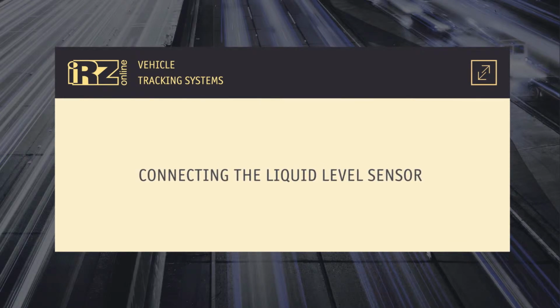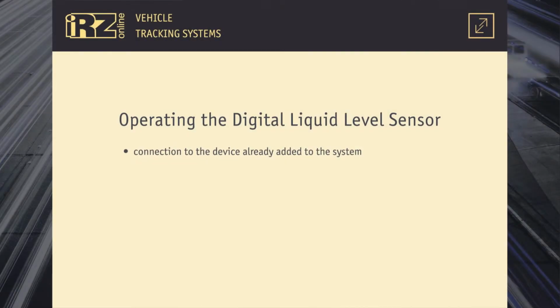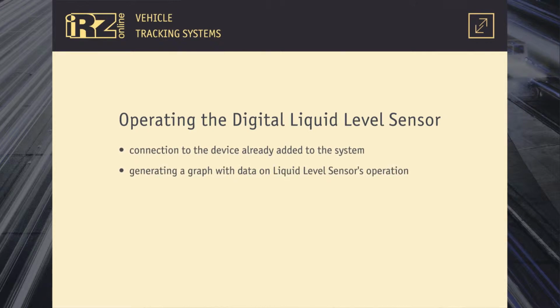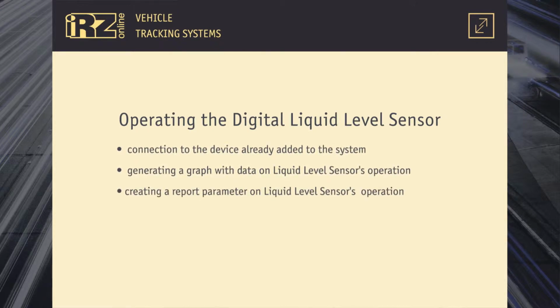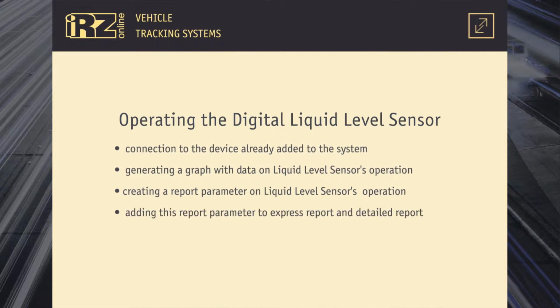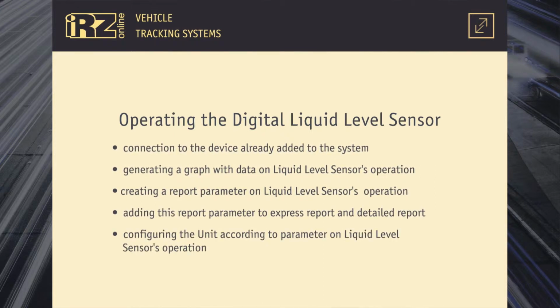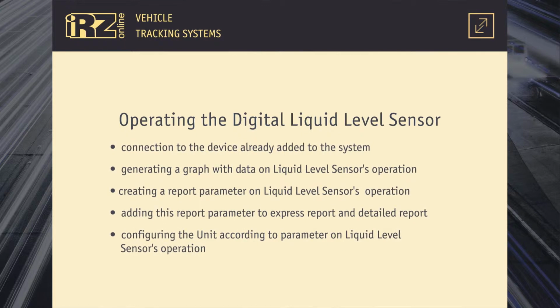This video tutorial will provide instructions on operating the digital fuel level sensor. Let's begin with its connection to the added to the system device. Next, we will generate a graph on the sensor's operation. We will create a report parameter on sensor's operation, add it to express report and detailed report. And in the last part of the video, we will adjust the device according to the created report parameter.